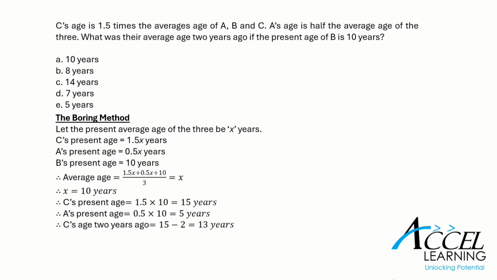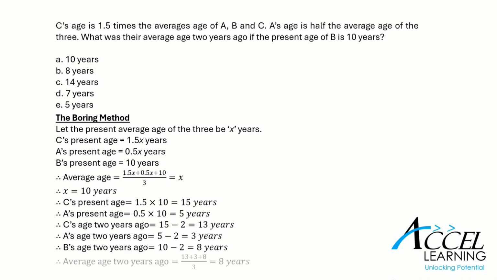C's age 2 years ago equals 15 minus 2 is 13 years. A's age 2 years ago equals 5 minus 2 is 3 years. B's age 2 years ago equals 10 minus 2 equals 8 years. Therefore, average age 2 years ago equals (13 + 3 + 8) divided by 3 equals 8 years. And the answer is letter B. The estimated time to arrive at the answer is 75 seconds.